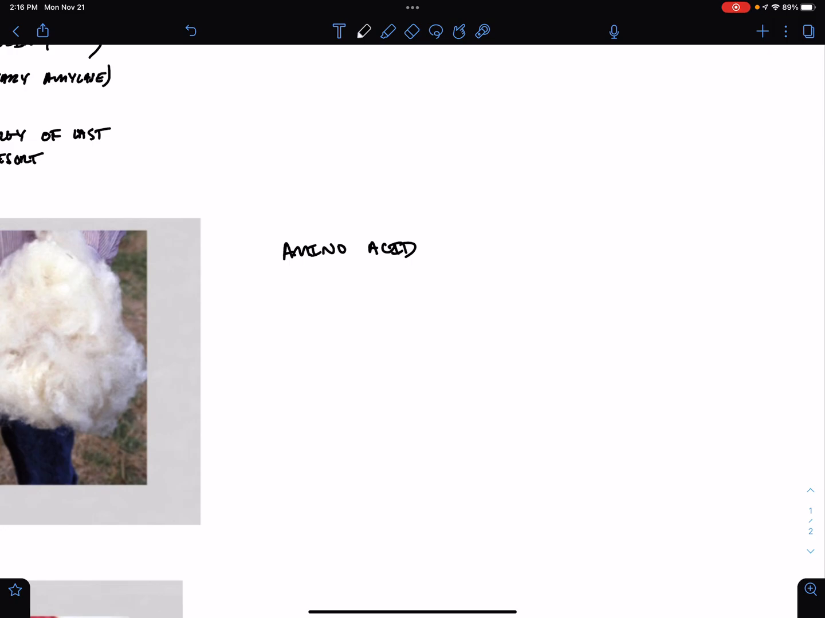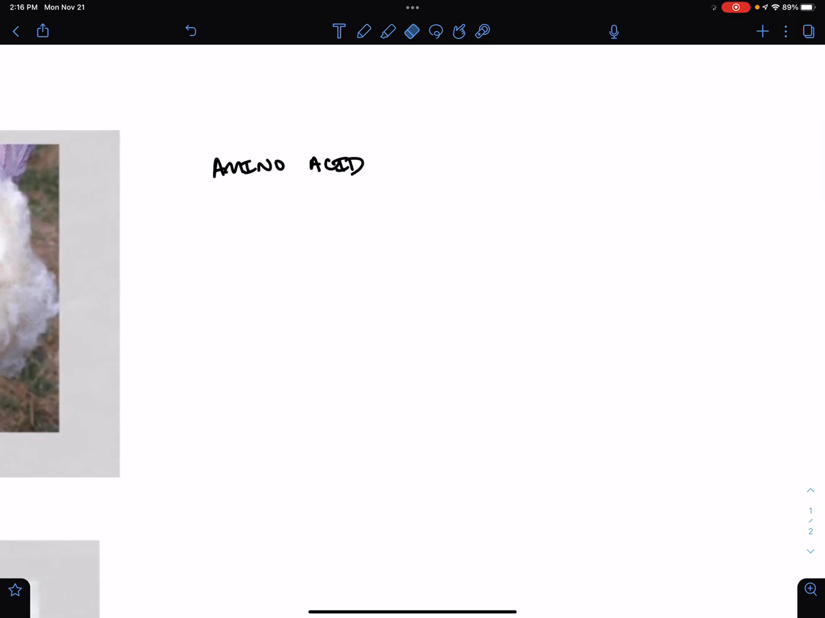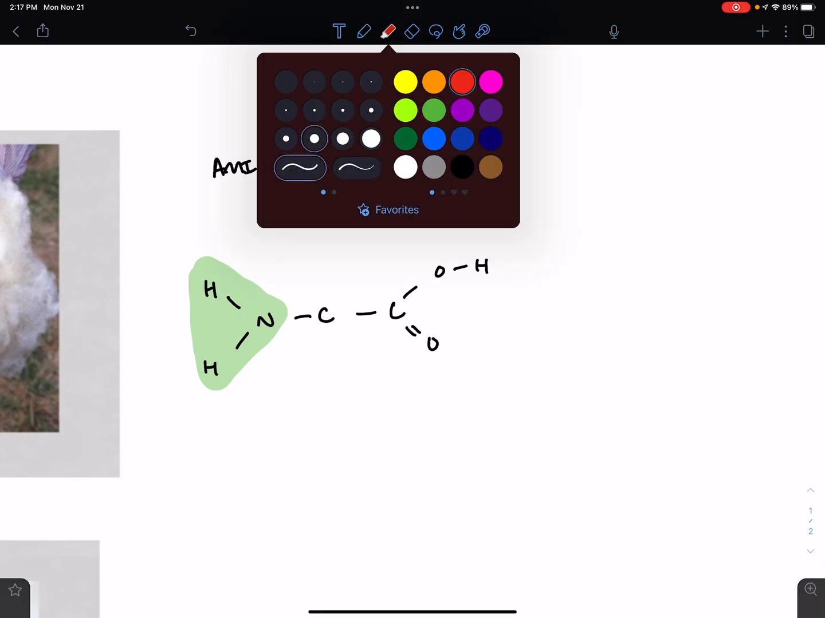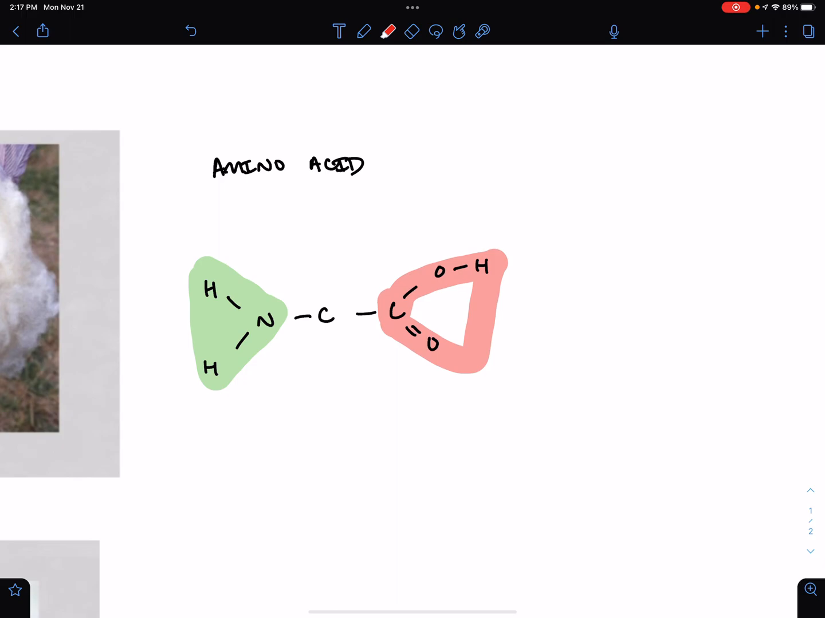All amino acids have the same basic structure. They have a central carbon, which is bonded on one side to a group which is called an amino group. It's this right here. And on the other side, it's bonded to a carboxyl group, which looks like this. You will become better acquainted with these structures in the next week or so.